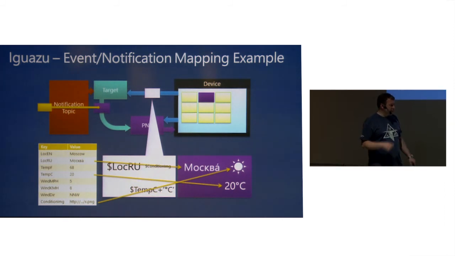What we do here is we use the normal API for Windows 8, just to give you that example. And you create a normal toast. And in that toast, you use placeholders instead of normal text.